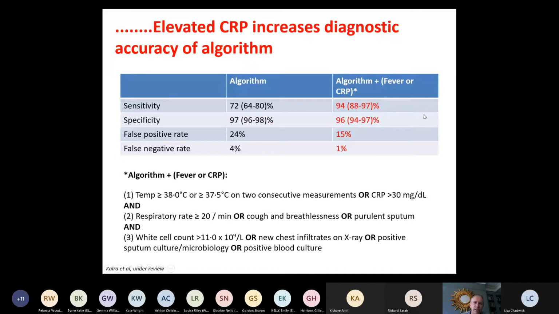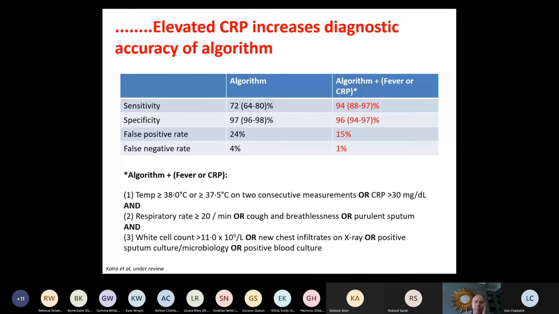So what we then did was added CRP to the algorithm. We completely forgot all about the clinician diagnosis and just focused on the algorithm. And we said, if we had a pneumonia diagnosis algorithm and added CRP, would that make any difference? And adding CRP to the algorithm alone made no real difference to the diagnostic accuracy.